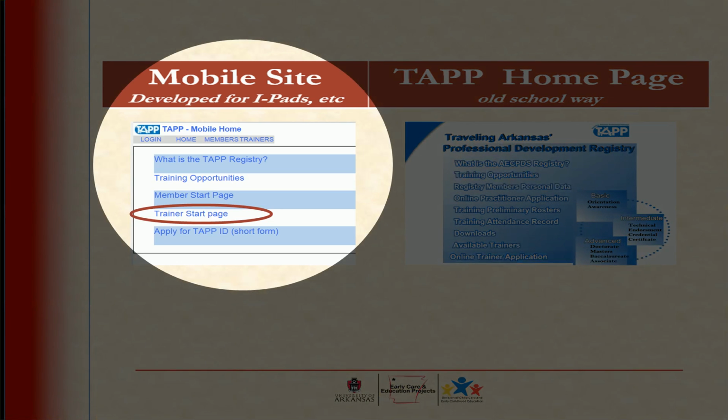The most common way of entering attendance is using TAPP's mobile site. The mobile site was created a few years ago and is intended for registry members to be able to use the registry site on their mobile devices such as iPads and smartphones.